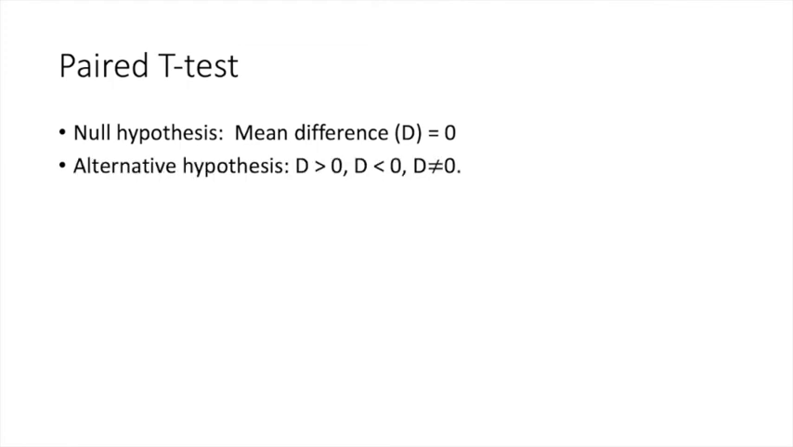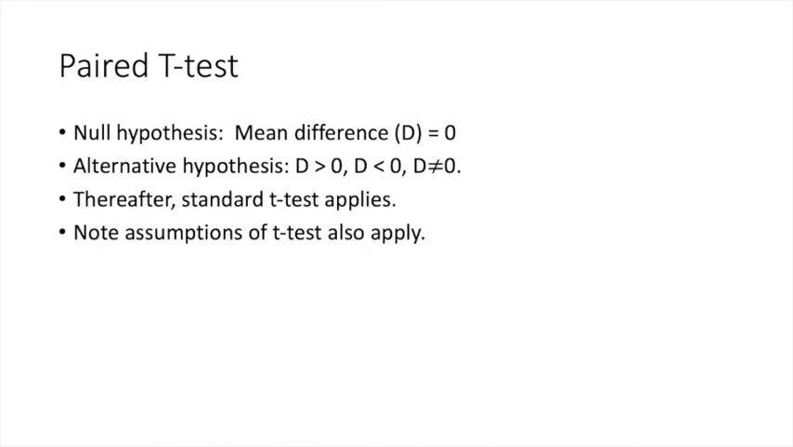In a paired t-test, the null hypothesis is that the mean difference of before and after scores equals 0. Hence, there is no difference. The alternative hypothesis can be any of the three possibilities. Thereafter, we apply a standard t-test as before, and the assumptions of the t-test apply.